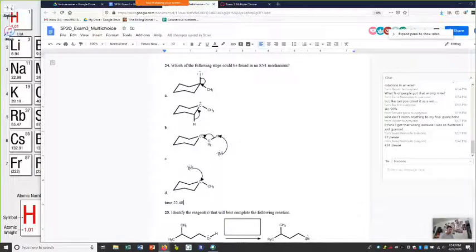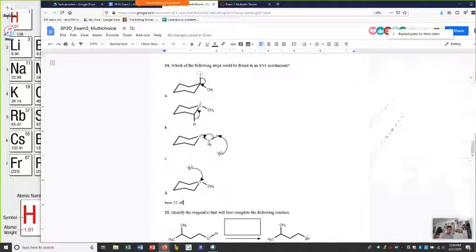So question 24. How do we decide what's going on with this? SN1 mechanism. As soon as I see the word SN1, I'm going to be thinking carbocations. In the process of the formation of a carbocation, we may see other things going on with it, but that is at least a big red flag for me. So I would be jumping immediately to these 3 answers as a possibility.